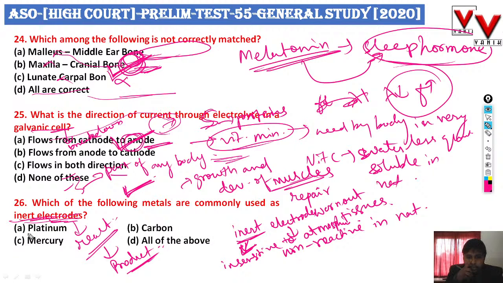Which of the following metals are commonly used as inert electrodes? Platinum, yes, it is very less reactive. If you follow the reactivity series, you will find it is at the bottom most. So platinum is a possible answer. We have carbon over here, yes, it is another inert electrode. Mercury, yes. Since you have A, B, C, option D is the right answer to question number 26.